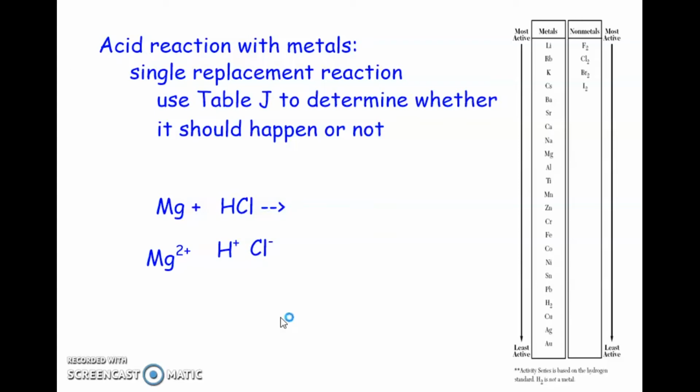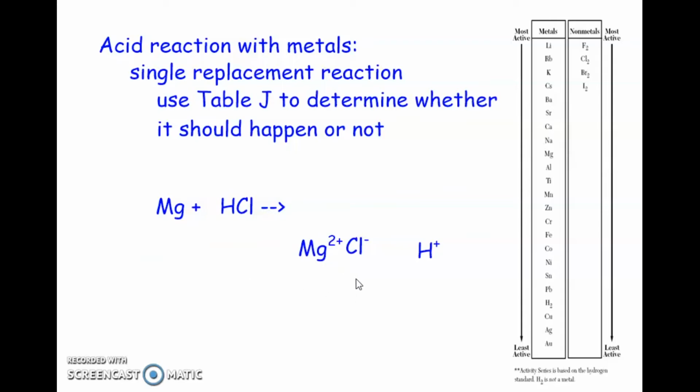So when we go to rearrange these, the Cl has to go with the other positive ion. I can't combine magnesium and hydrogen because they're both positive. So I know that on the product side, hydrogen is going to be kicked off by itself. The magnesium is going to be with the chlorine. Now, this is an ionic compound.